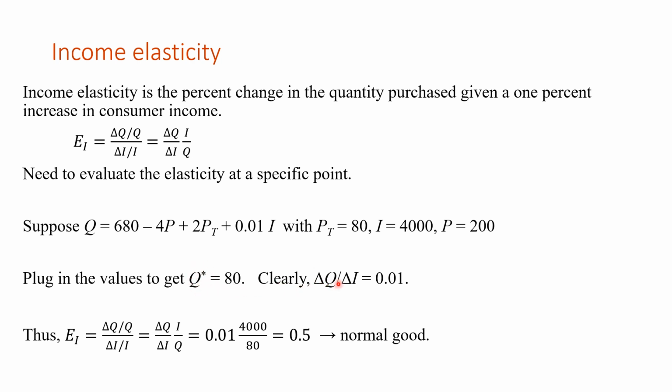Clearly, delta Q over delta I is equal to 0.01, and thus we get, using the equation for income elasticity, 0.01 times 4,000, which is the income, over the quantity Q, which is 80, and it's a half. So it's greater than 0, and therefore it's a normal good.